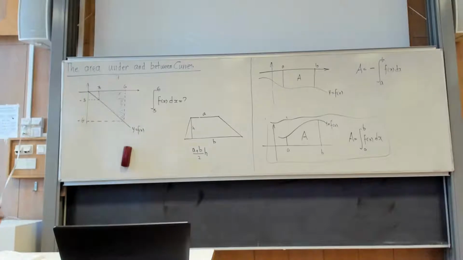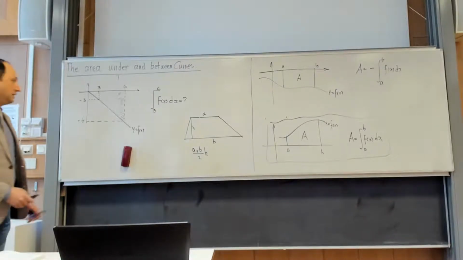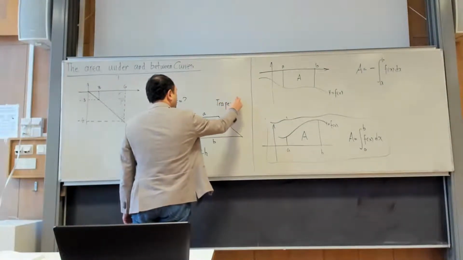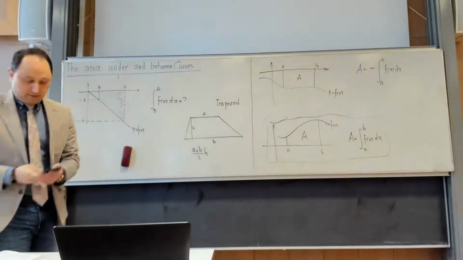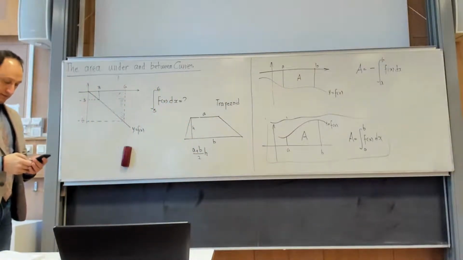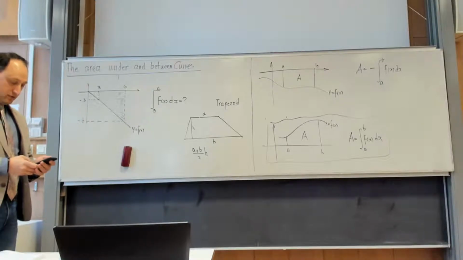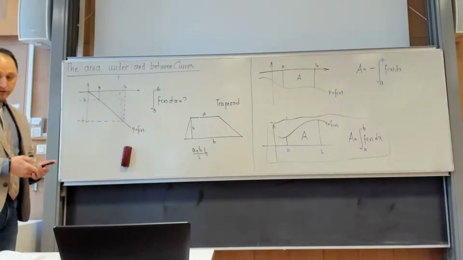Why is this formula correct? How do you prove this formula? If you want to calculate the area of a trapezoid, let me double check this spelling. Yeah, trapezoid. Let me also check the pronunciation. It's always good. Trapezoid. Yeah, good.